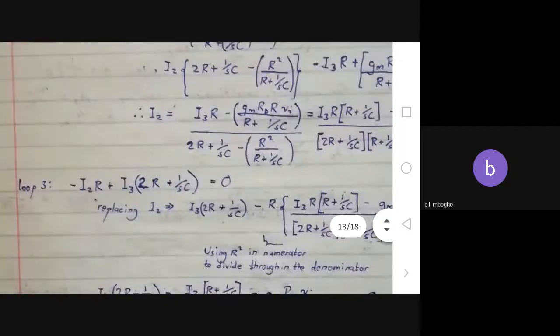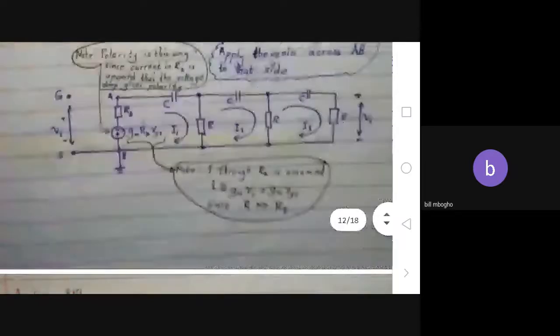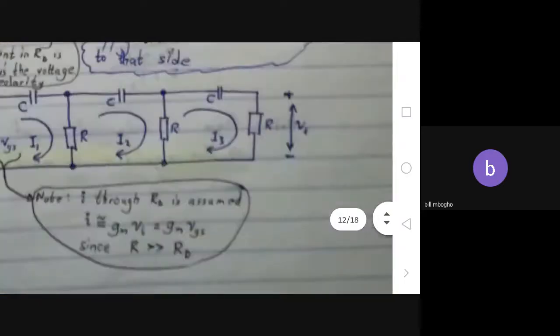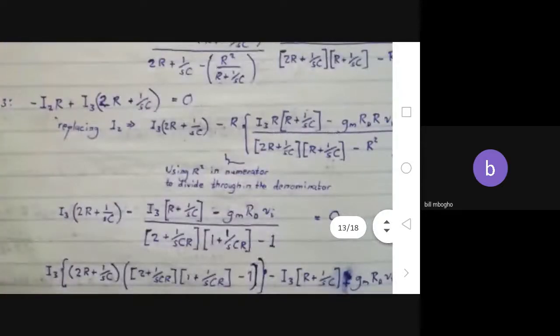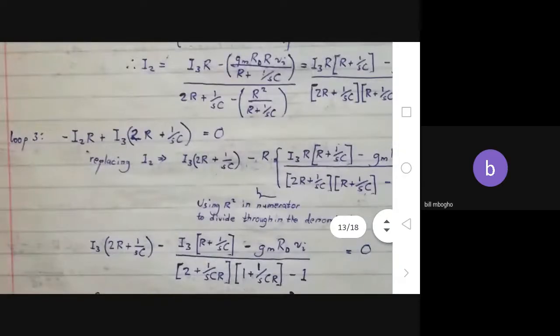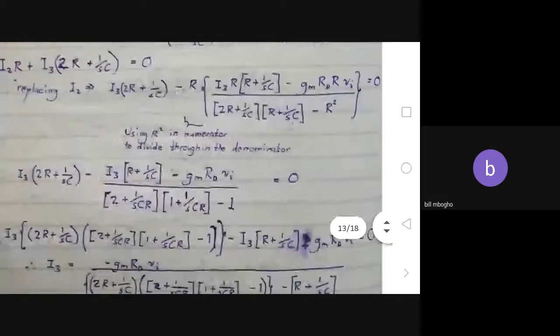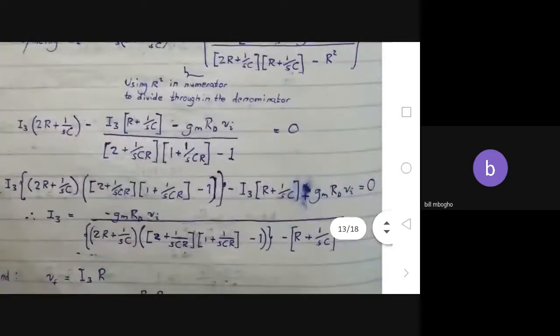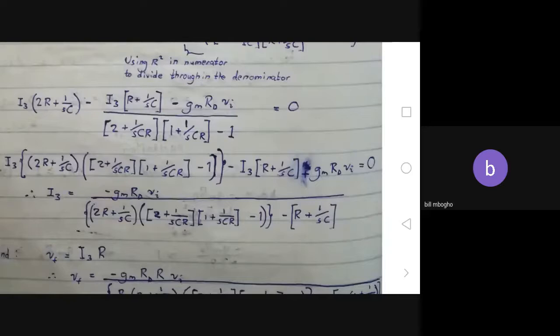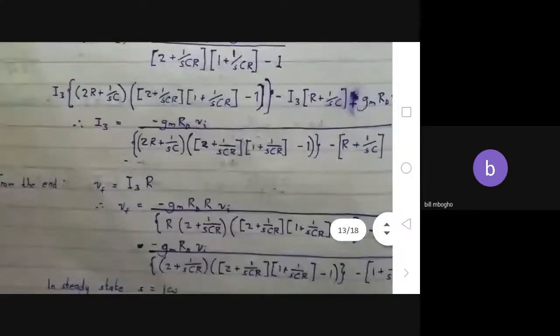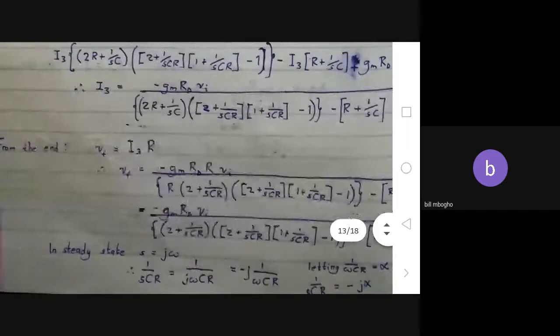And loop 3 again, you do the same thing. And here you'll note that the VF is equal to I3R. I don't think I replaced it in the beginning, but you do all that calculation and get I3 in terms of VI, and then you can replace the I3 with VF over R and get VF in terms of VI.